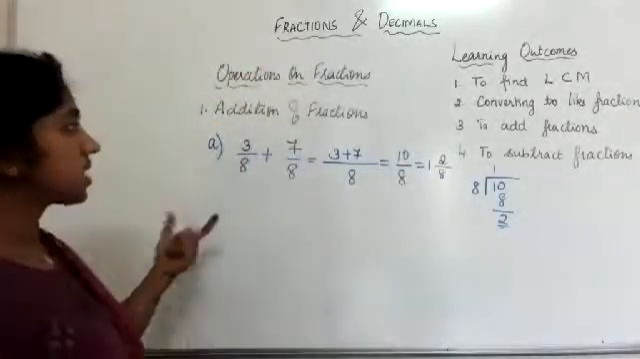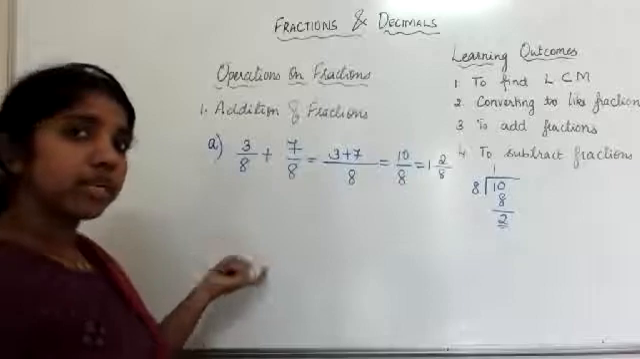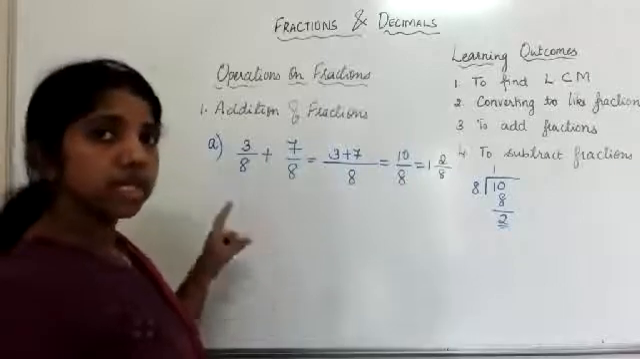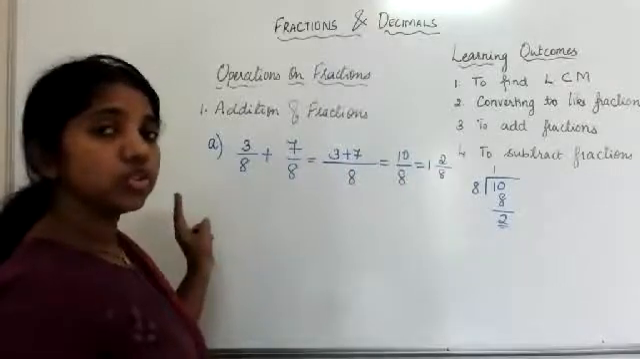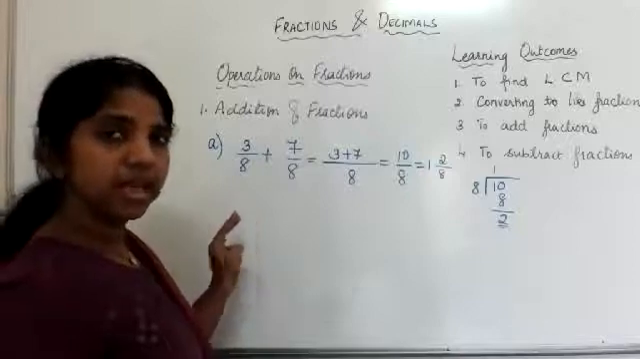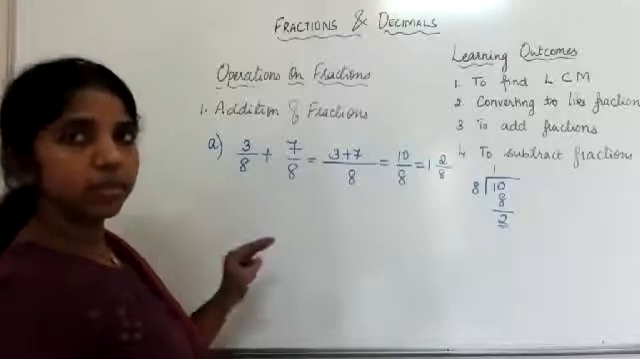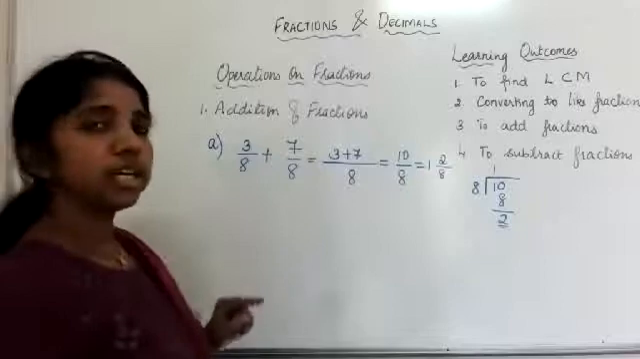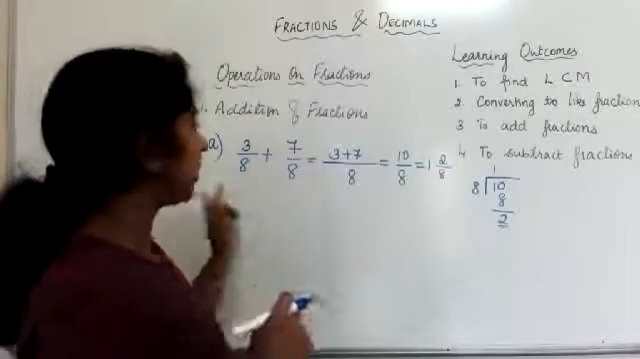So this is how to add when the denominators are the same. That is, when two like fractions are given, just keep the denominator fixed and add the numerators.